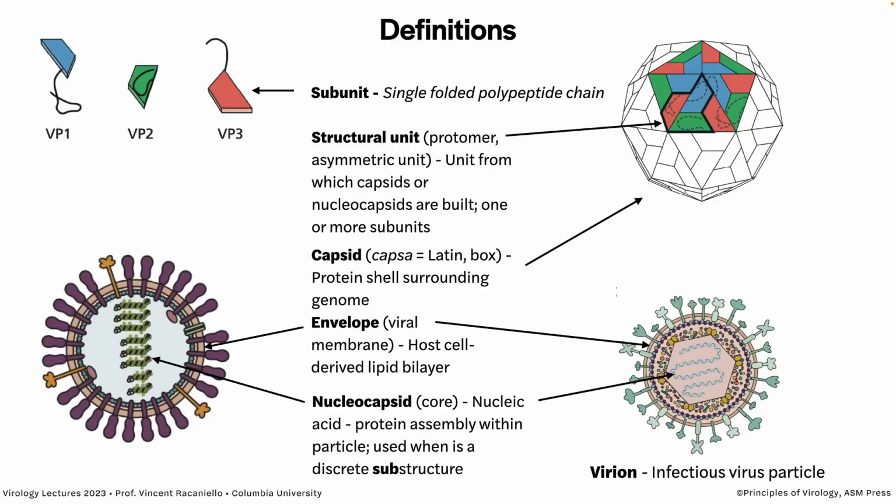This RNA protein assembly in the influenza virus is a nucleocapsid because it's within an envelope, so it's a substructure. Here on the right, this herpes virus, this capsid with the DNA is a nucleocapsid because it's within a membrane, so it's a substructure within the membrane. On top, the naked virus has got nucleic acid in it, but we don't call it a nucleocapsid because it's not a substructure. If you wrapped a membrane around it, then that would be a nucleocapsid, all right?